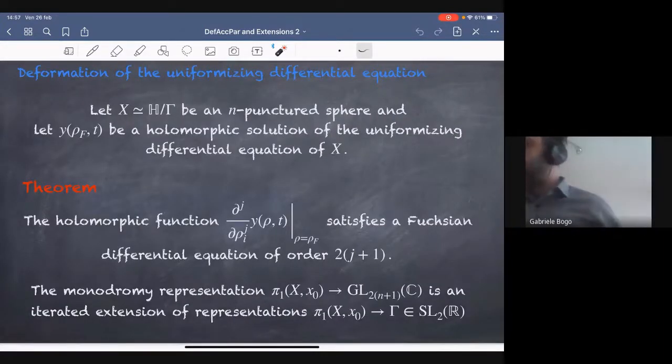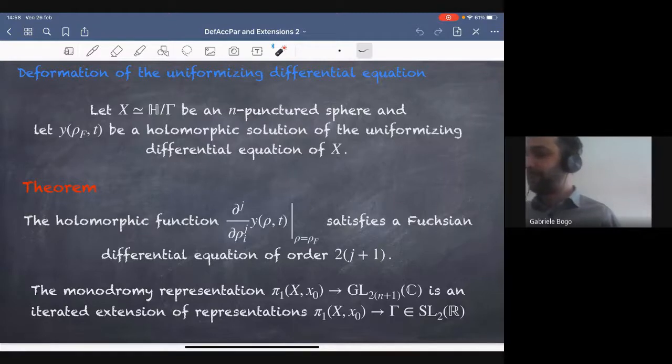So this is the first result. We are in the situation that I explained at the beginning. We have a punctured sphere with n punctures, so gamma is a group of genus 0 with n cusps. And we have a holomorphic solution to the uniformizing differential equation, the differential equation I showed at the beginning. And the first result is the following.